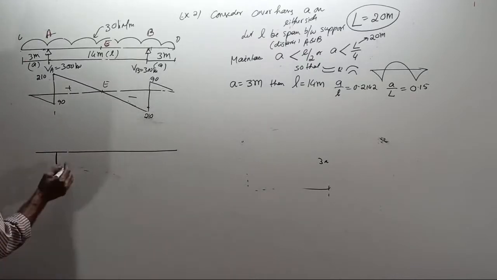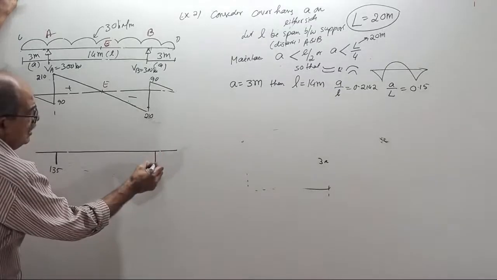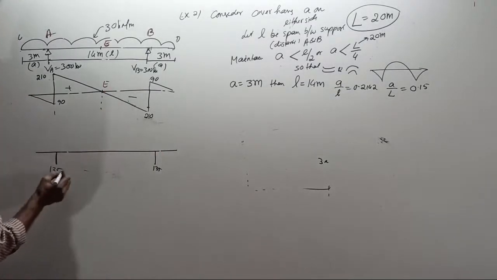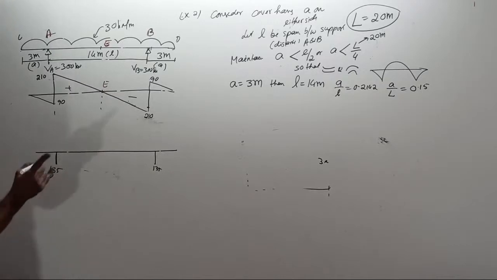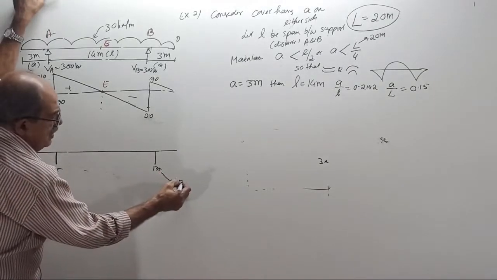135 is the bending moment here. 135 here is the bending moment, and here also 135 negative. And for the center bending moment, see, I will tell you how you get it. Next time not explaining. WA square by 2, hogging. It is just that, WA square by 2.